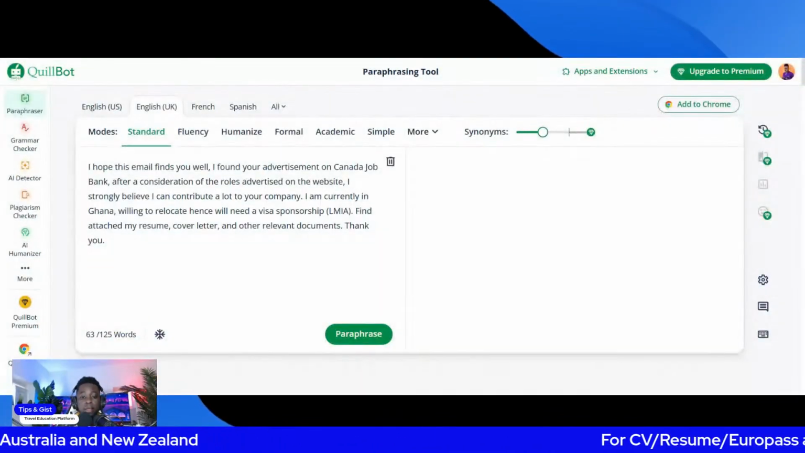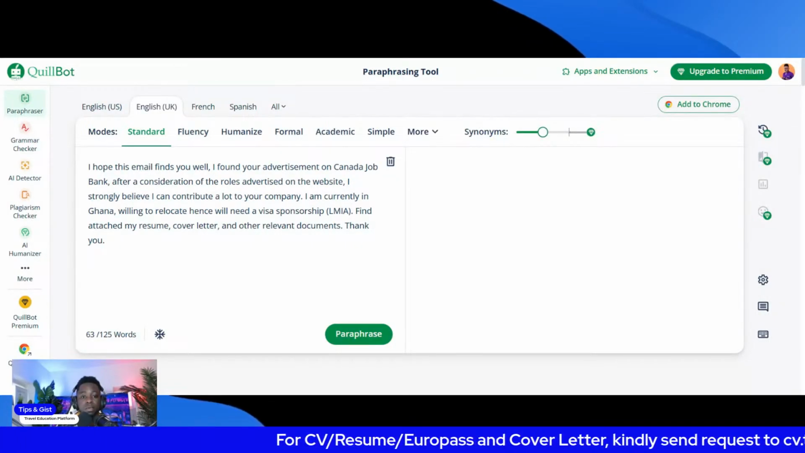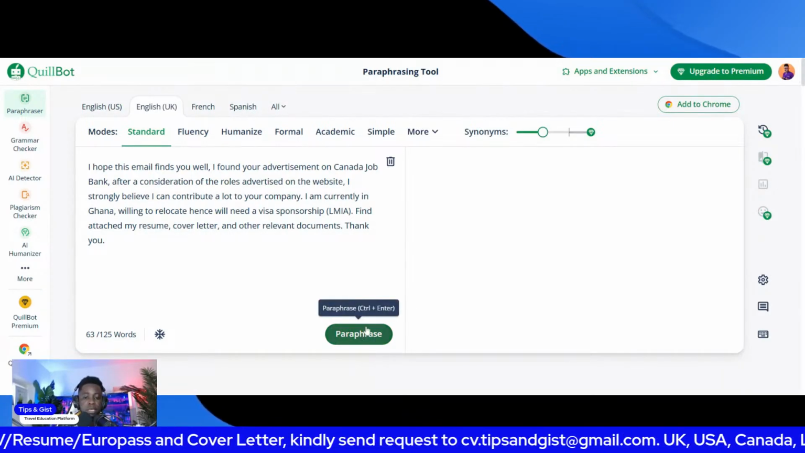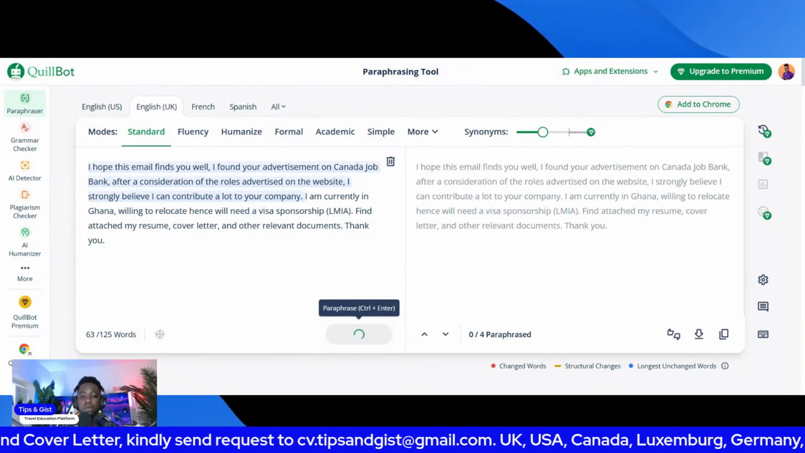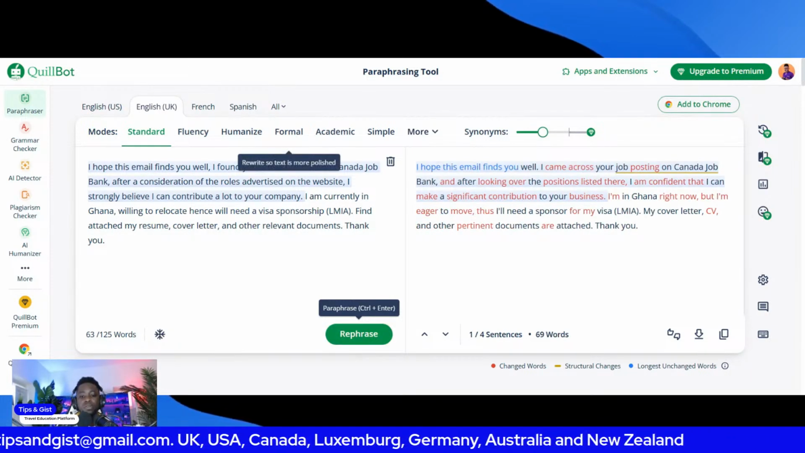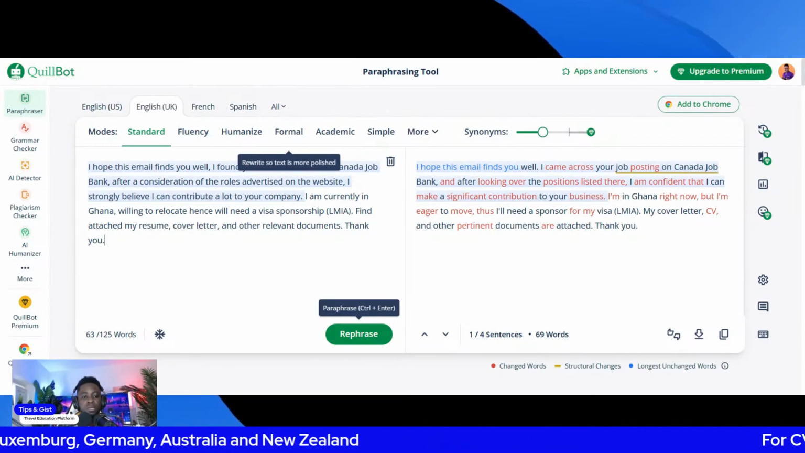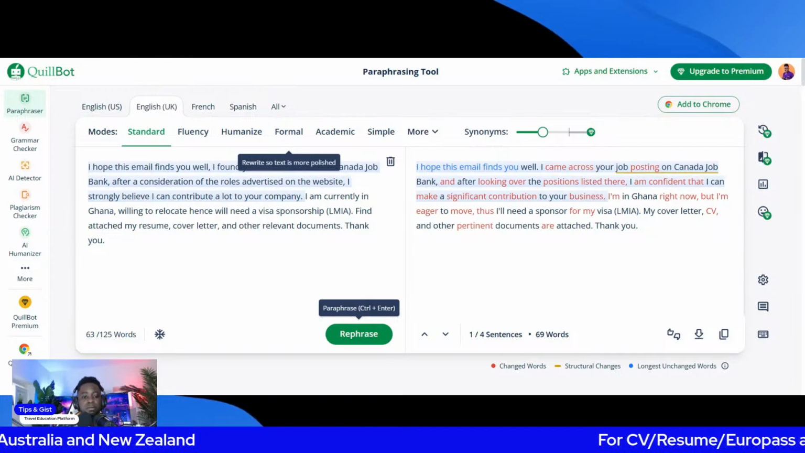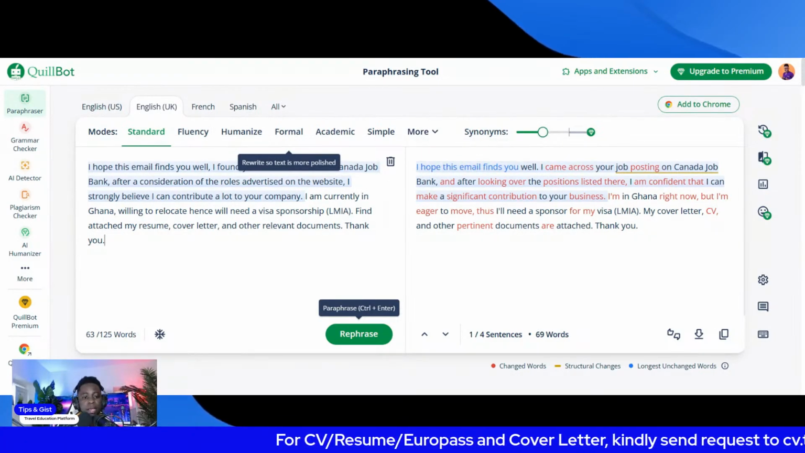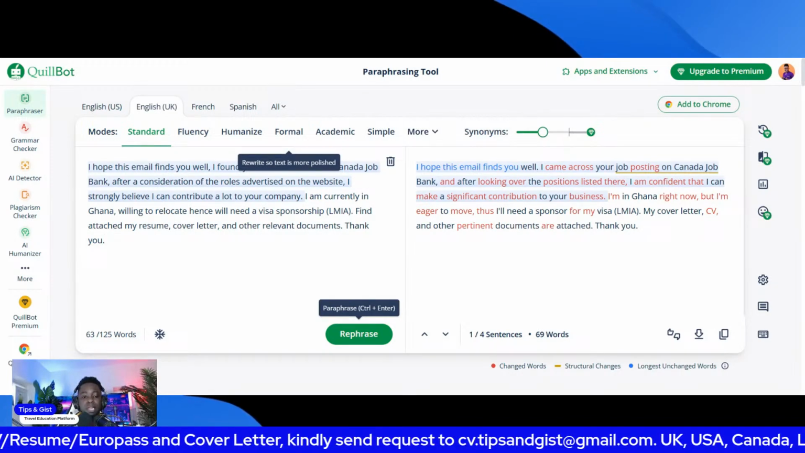All right. So you paste your message in the Quillbot, and then you ask the Quillbot to paraphrase. So you click on it, it is going to paraphrase onto your right hand side. So you paste it on the left hand side, and then it is going to rewrite it on the right hand side for you. So you see that the first one was, I hope this email finds you well. I found your job on the job bank after a consideration of the roles advertised on the website. I strongly believe blah blah blah.